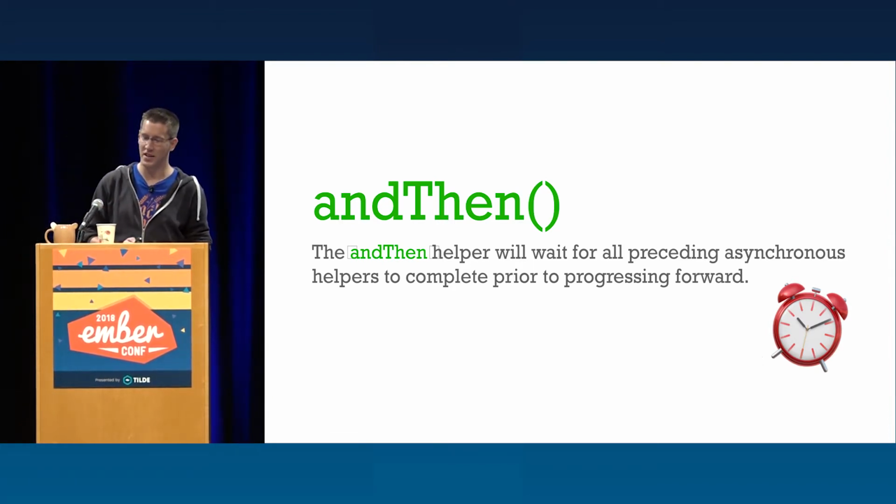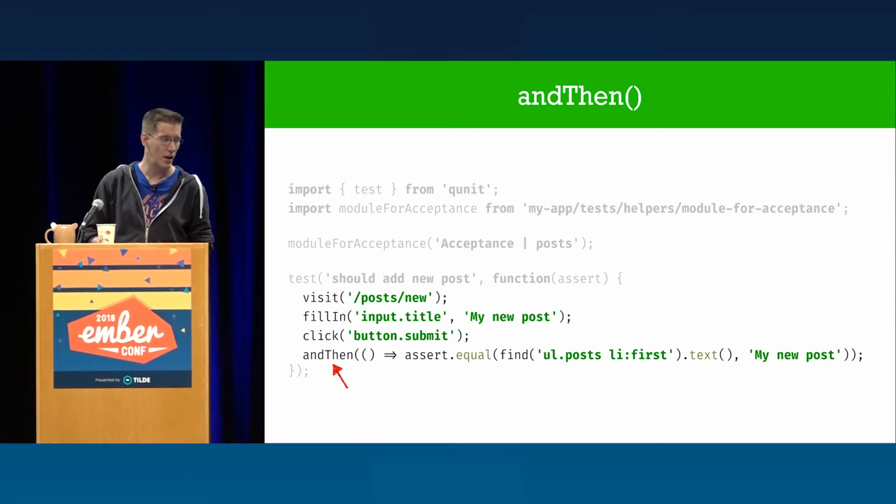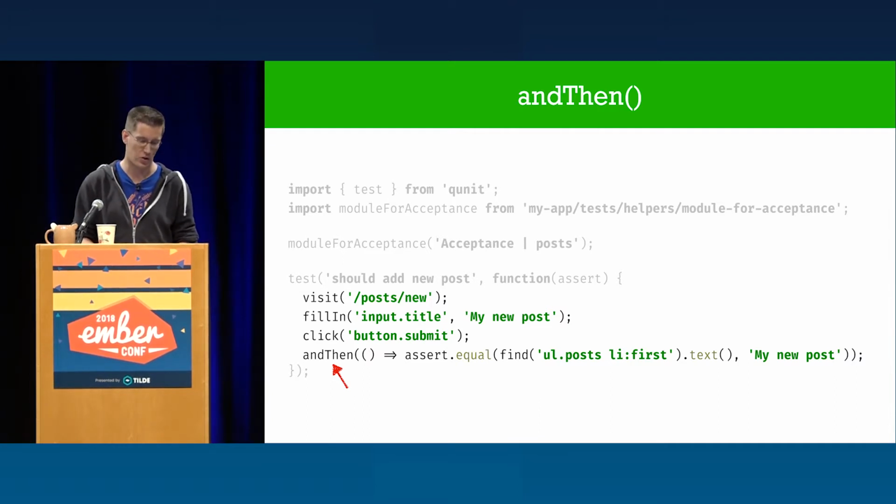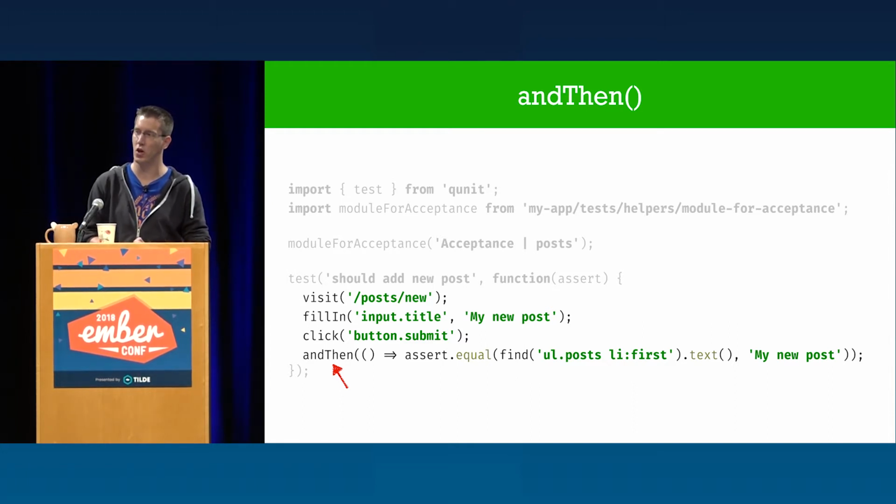If you don't know what and-then is, it's this thing. When you write acceptance tests, you use the visit helper to visit a route. You can use fill-in and click to interact with that route. You can basically simulate UI actions from a user. And at the end, you use the and-then helper to run assertions on that state.